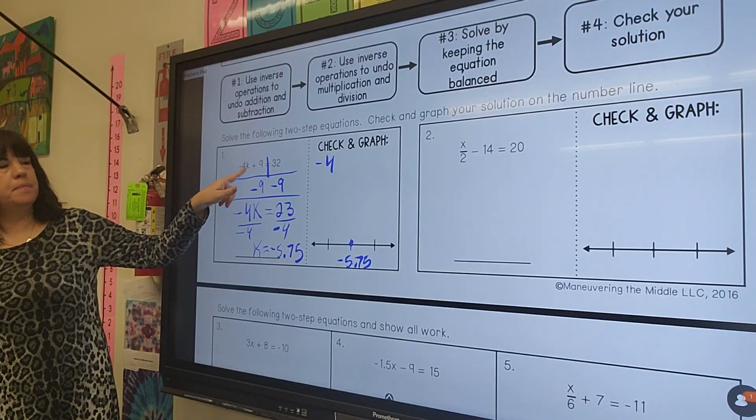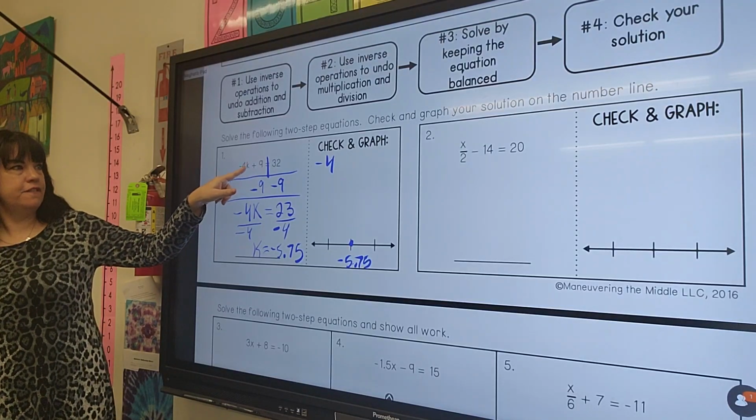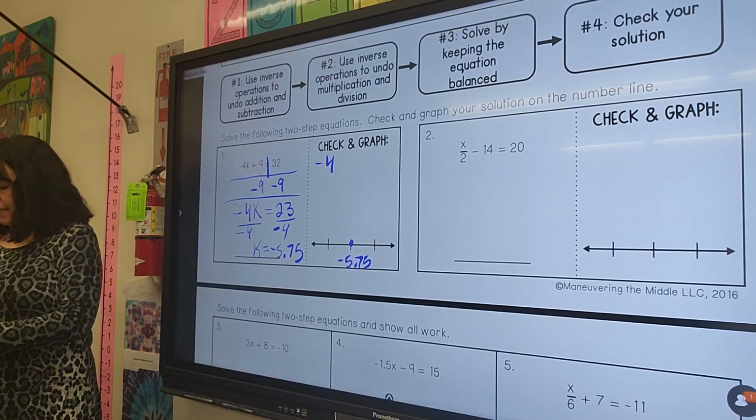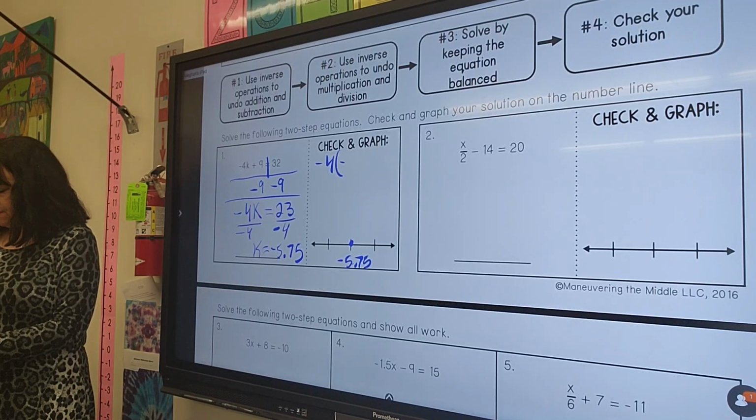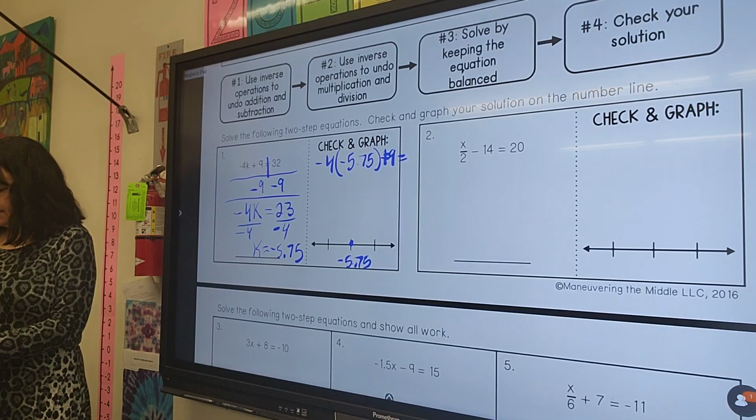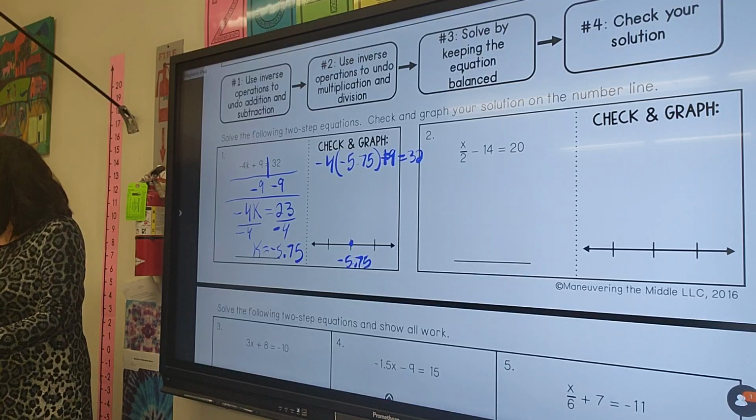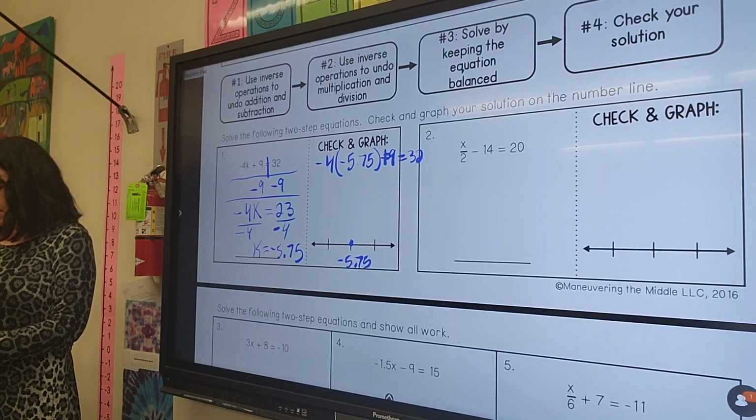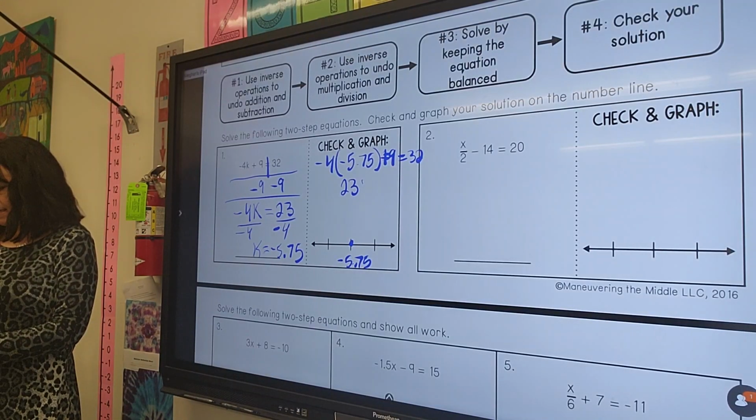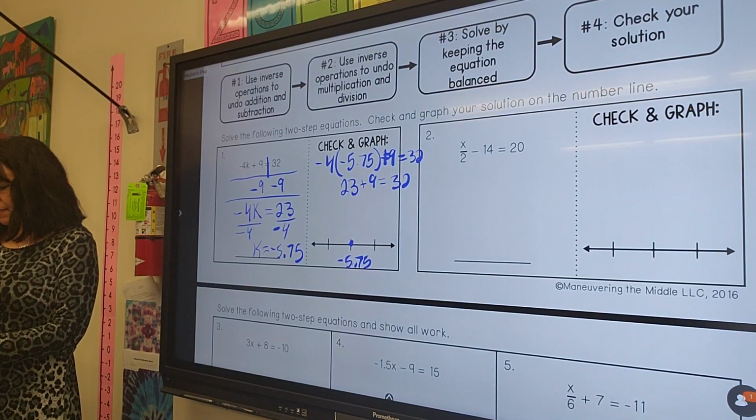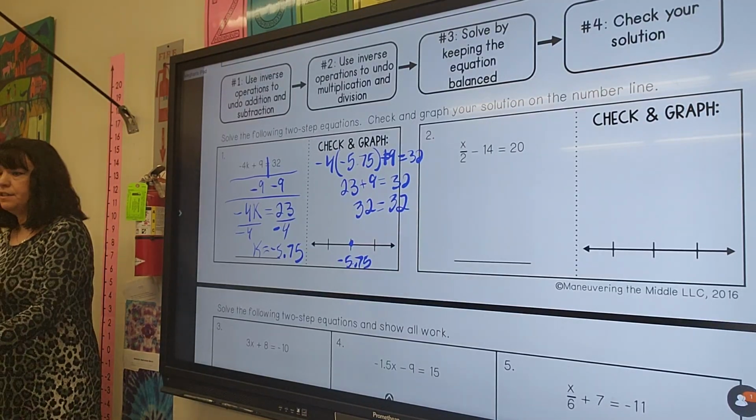Do I plug it back in for k? Yeah. So negative 4 times negative 5.75 plus 9 equals 32. And then we just solve it. So this would be 23 plus 9 equals 32. Does 23 plus 9 equal 32? It does. 32 equals 32. So we know that we did it correctly.